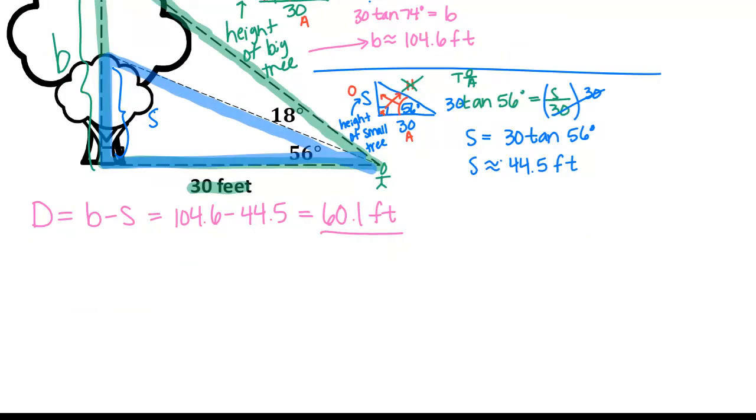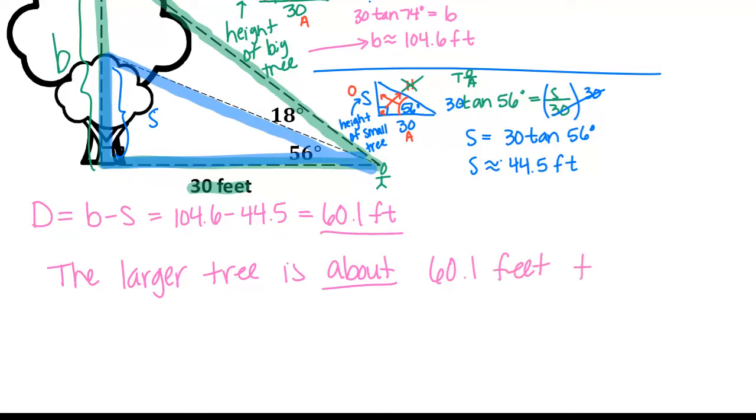For the sentence, we're going to say the larger tree. And your sentence does not have to be exactly like my sentence is, as long as you answer the question, okay? So the larger tree is about 60.1 feet taller than the smaller tree.